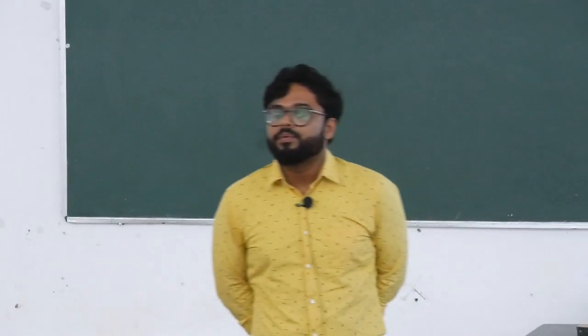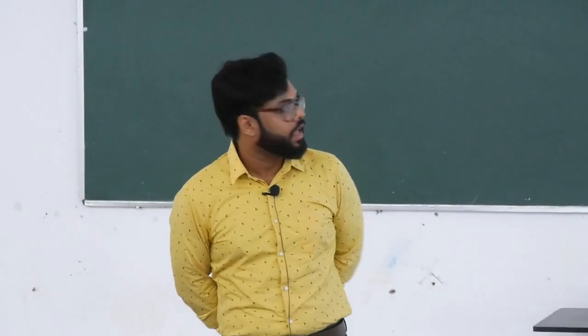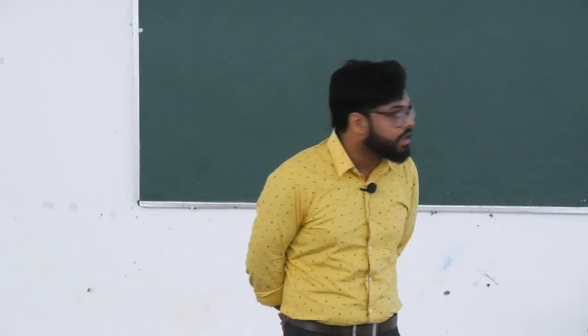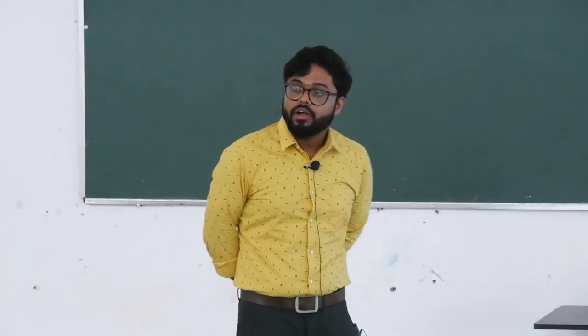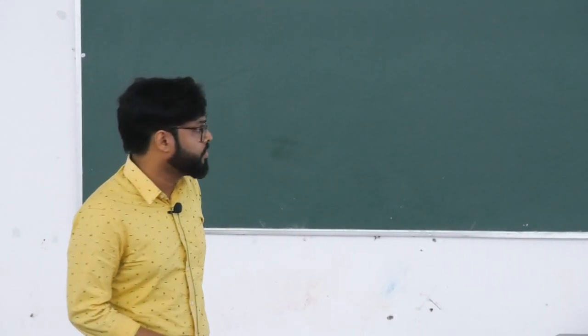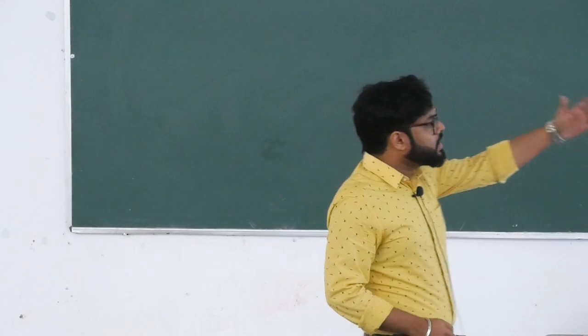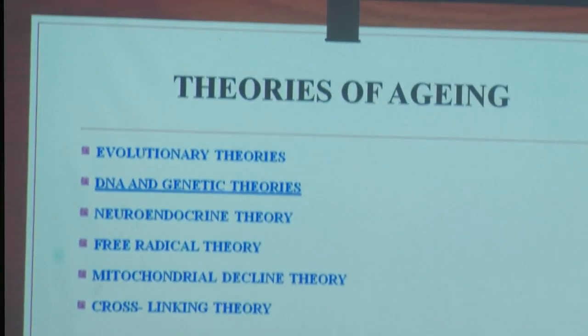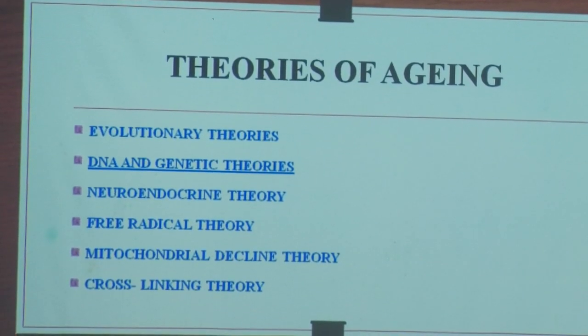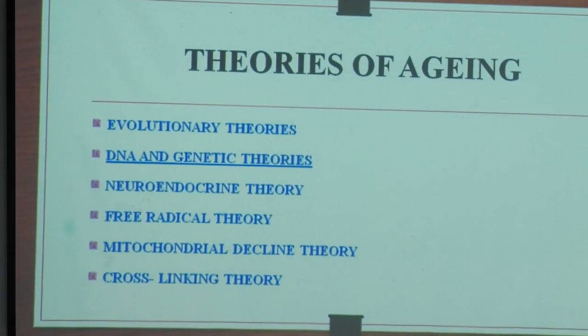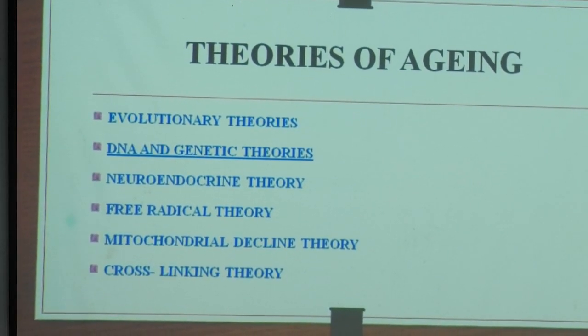Lots of theories are proposed to explain cellular aging, like the evolutionary theory, DNA and genetic theory, endocrine theory, free radical theory, mitochondrial decline theory, and cosmic theory. We should learn each and every point proposed for the most important theory. The other theories like free radical, mitochondrial decline, and cosmic theory are all connected with DNA and genetic alteration, but this is the most important theory to explain aging.